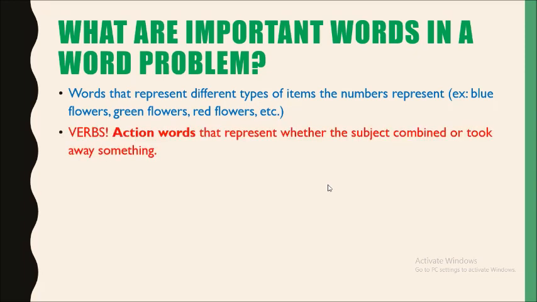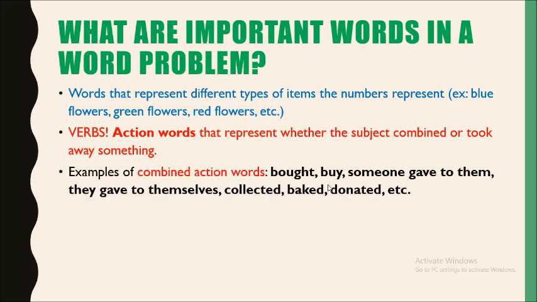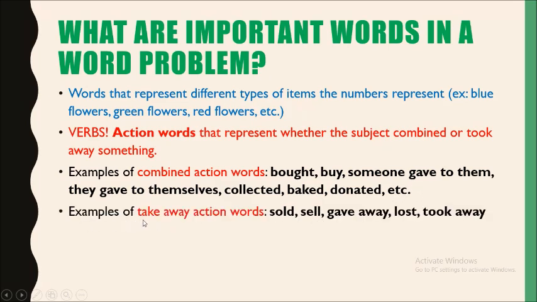Verbs. Verbs are very important because those are action words that represent whether the subject in the story combined or took away something. Some examples of combined action words are bought, buy, if someone gave to them, if they gave to themselves, collected, baked, donated, and so forth and so on. Some examples of takeaway action words would be sold, sell, gave away, lost, took away, and so forth and so on.